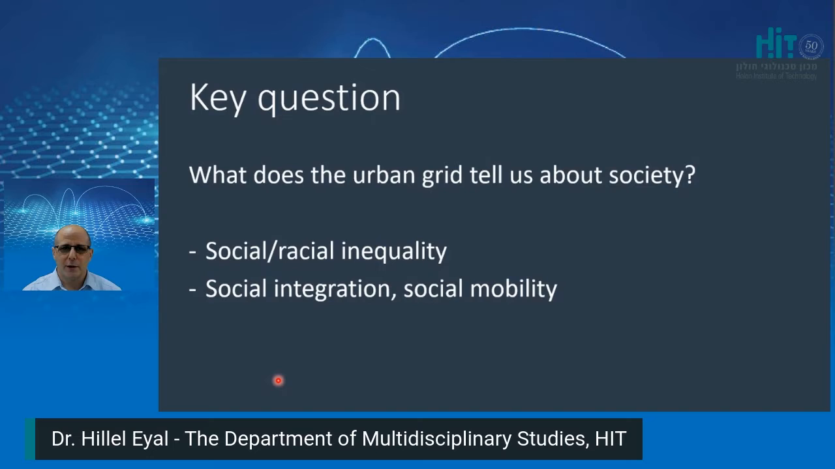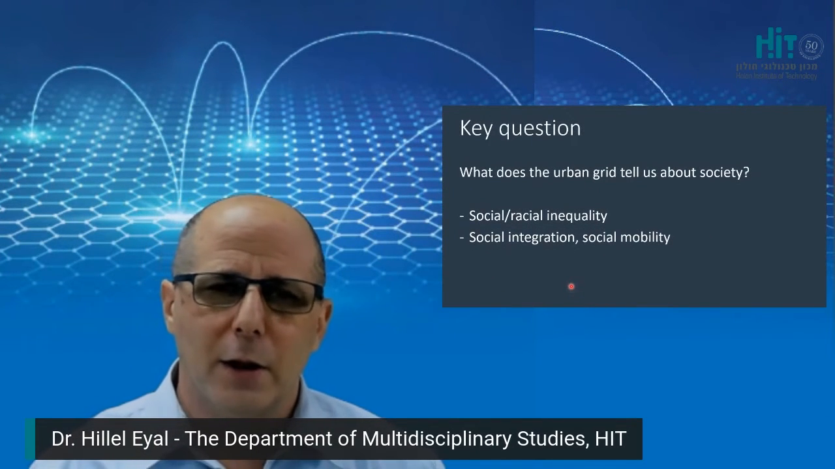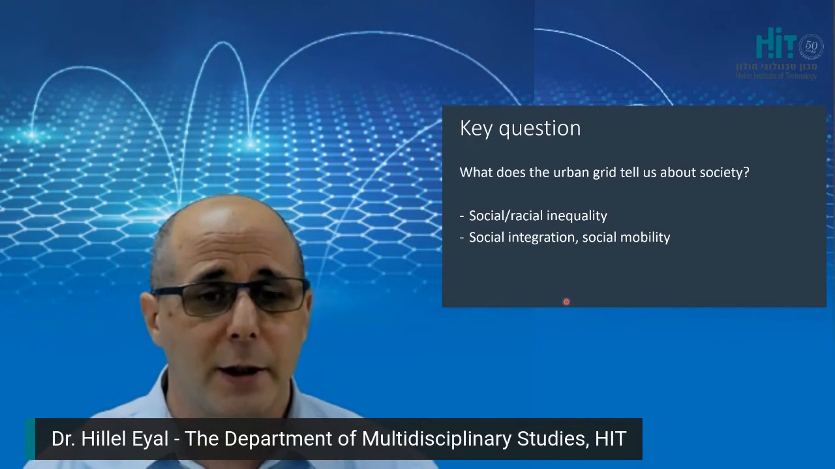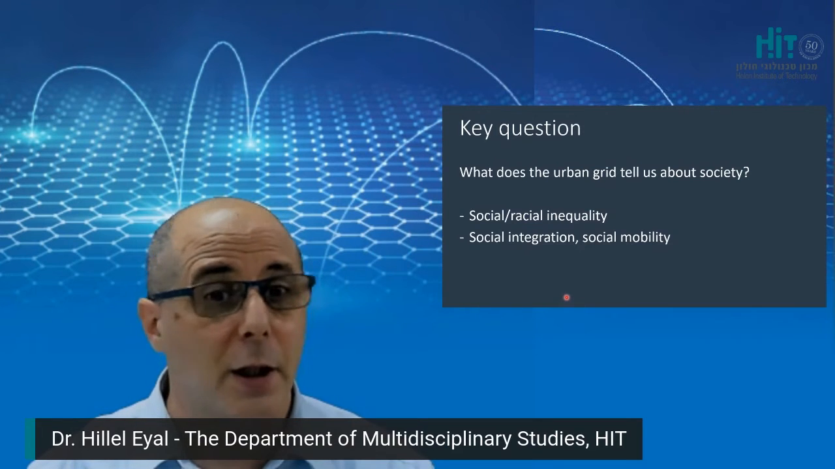Okay, so today I'm going to talk about the urban grid in colonial Spanish America, which means that we're going to have a little travel to history, and we're going to try to understand what the urban grid tells us about society. We're going to look into two specific dimensions. One is social and racial inequality in urban history, and the other one is social integration and social mobility. So even though this talk is a talk in history and social history, I'll try to make it accessible to a non-specialist audience, and hopefully it will be clear enough.